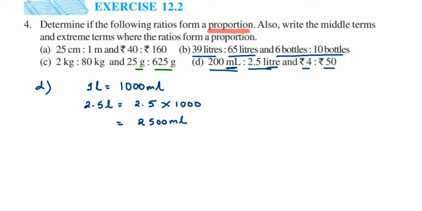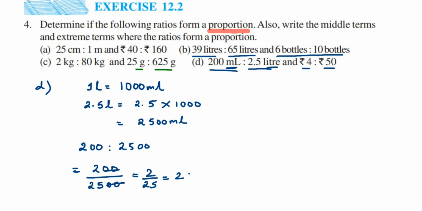Now everything is in milliliter. We are going to find the ratio here. So we have 200 milliliter, or 200 is to 2500. Instead of 2.5 liter, I'm using 2500 here. Now convert this into a fraction. So this will become 200 upon 2500. Cancel the zeros. So we got here 2 by 25. When you convert back into a ratio, it will become 2 is to 25.